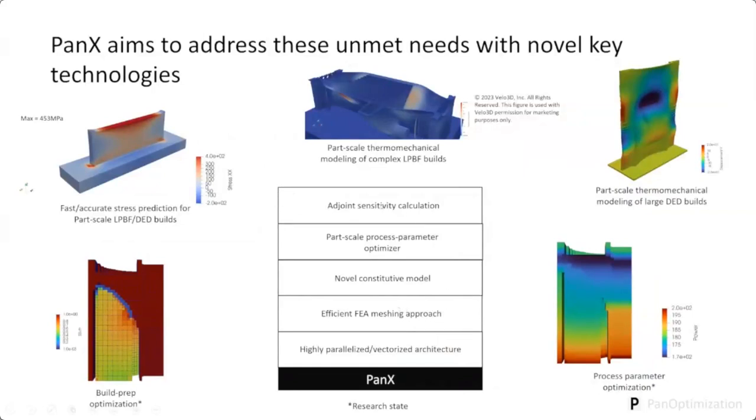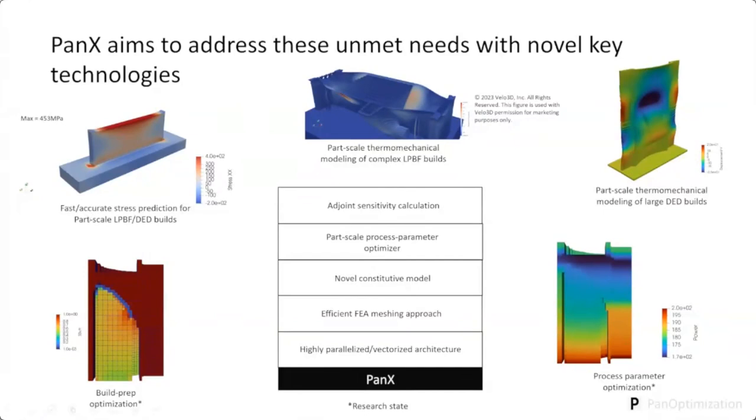That can also do adjoint sensitivity calculations and open up a bunch of possibilities when it comes to build prep and design optimization. So what these key technologies do is open up a whole bunch of new capabilities. Things like being able to simulate things of very large and complex scale, like big heat exchangers, being able to do part scale simulation, not just moving source simulation of directed energy deposition or large scale welding builds, being able to quickly calculate stresses without time consuming radial return, and also accurately calculate those stresses during the build.